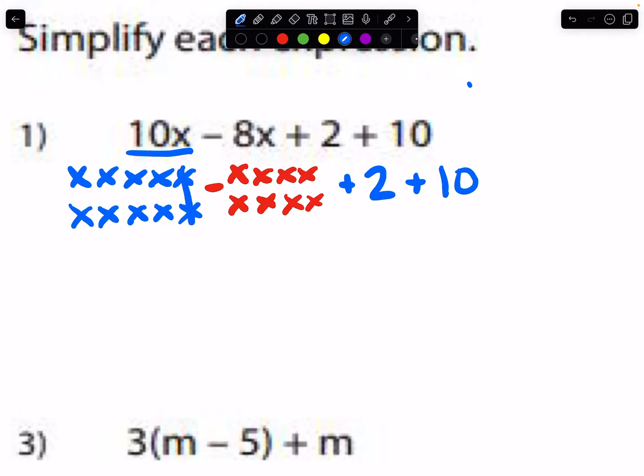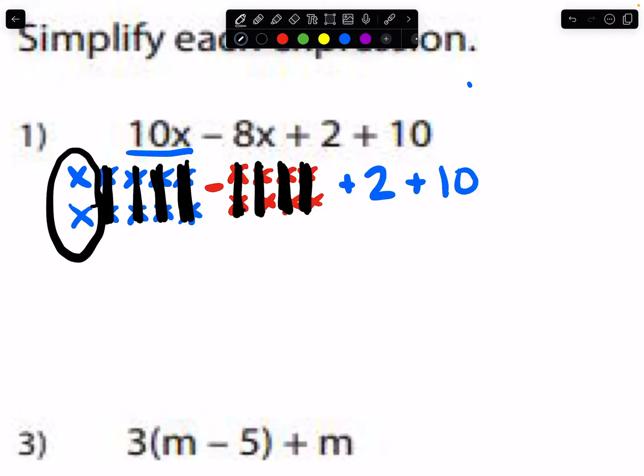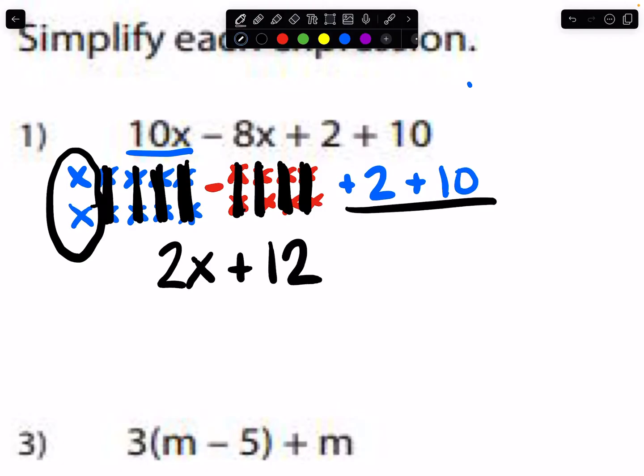So I'm going to get rid of, using black, 1, 2, 3, 4, 5, 6, 7, 8, because that makes 0 pairs. Okay, 1, 2, 3, 4, 5, 6, 7, 8. So that tells me that I only have 2 x's left over, and then I can combine these two, which is 12.